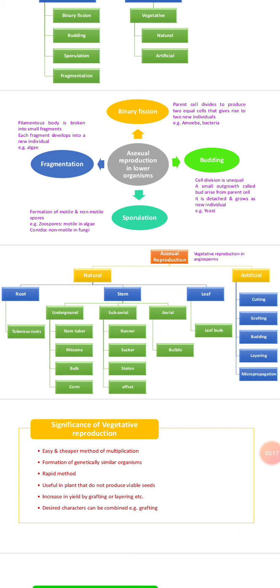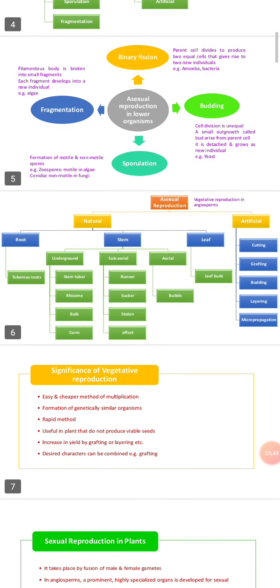So in this way, we have seen that asexual reproduction takes place in the lower organisms in four different ways. The first is binary fission, which takes place in the amoeba. The second is fragmentation, which takes place in the algae. Third, budding, which takes place in the yeast. And the fourth we have seen is sporulation, which takes place in some algae and in some fungi. So in this way, asexual reproduction takes place in the lower organisms.